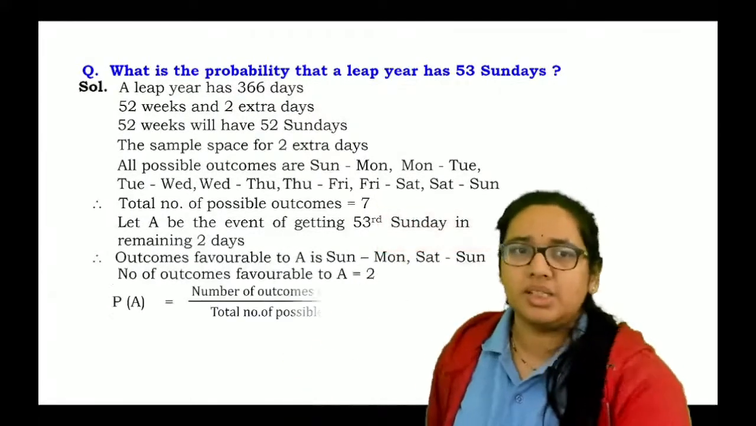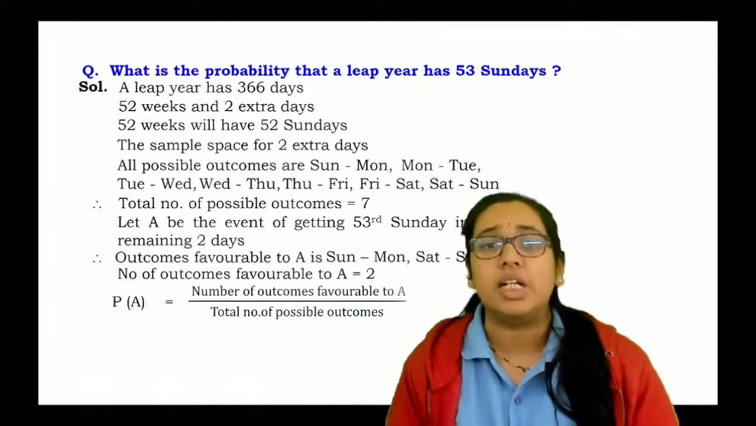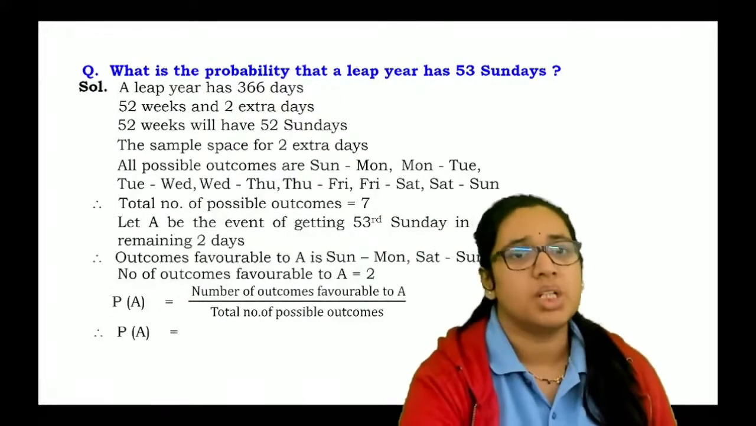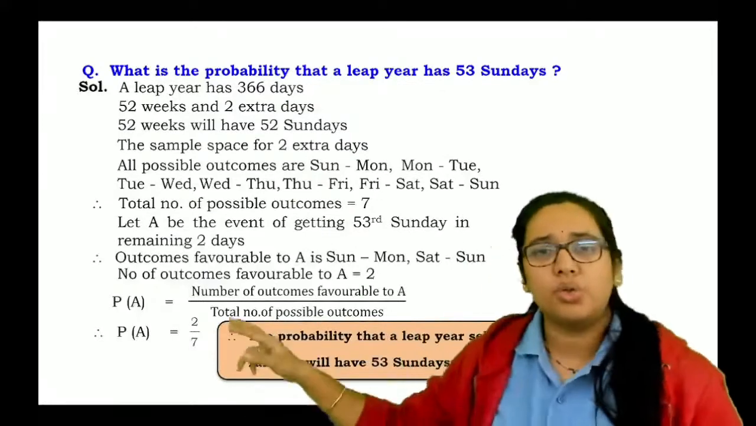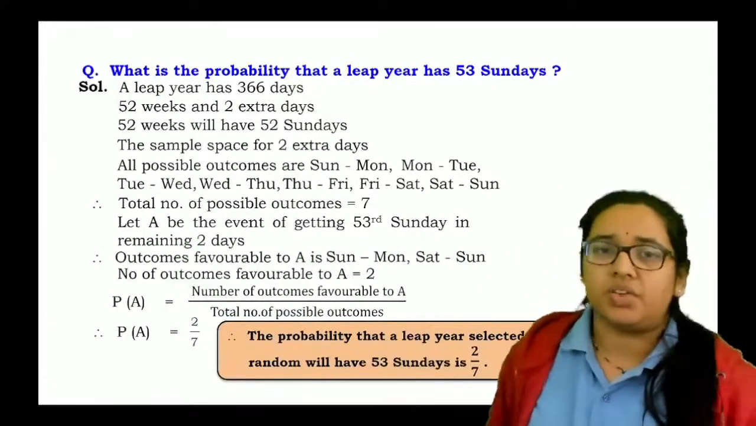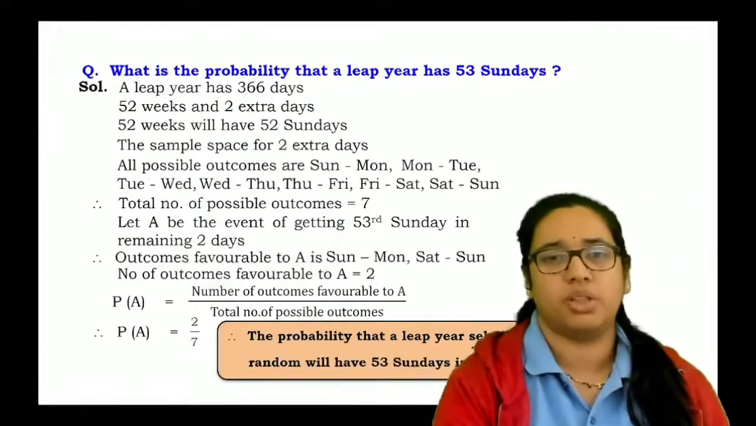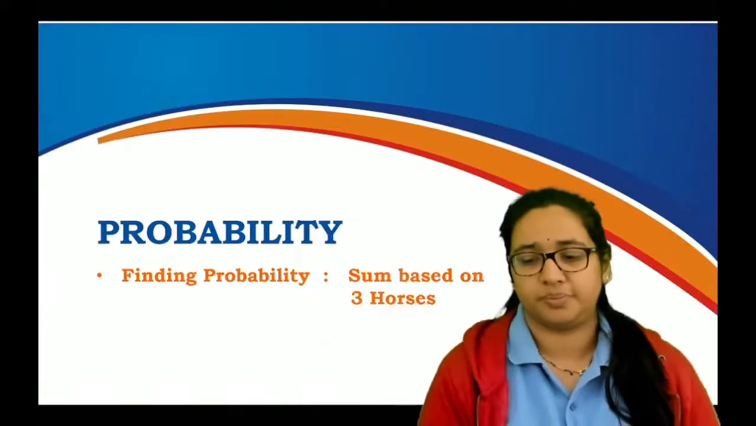Therefore, probability is nothing but the number of outcomes favorable to the given event divided by the total number of outcomes. So the answer will be 2 upon 7. The probability that a leap year selected at random will have 53 Sundays is 2 upon 7.